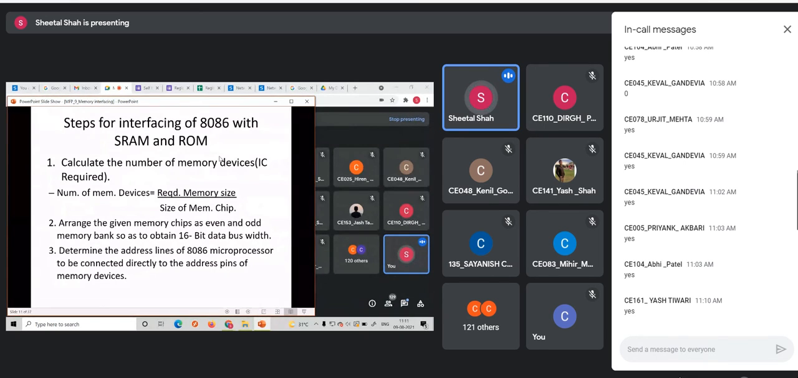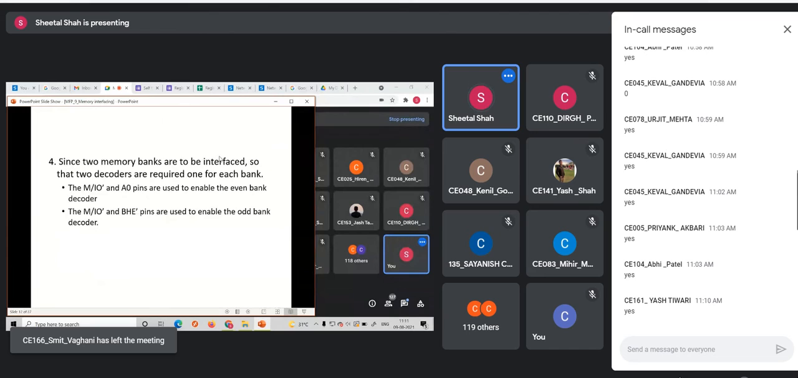Now determine the address lines of the 8086 processor to be connected directly to the address pins of the memory devices. Okay, so A1 to A10 should now be connected in our example. A1 to A10 address lines should be directly connected to the 10 address lines of the given IC. Followed? Then, since two memory banks are to be interfaced, two decoders would be required, one for each bank, for the even bank as well as the odd bank.